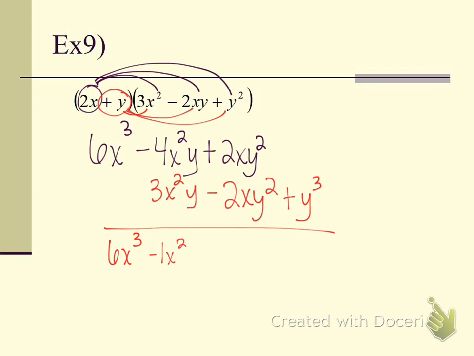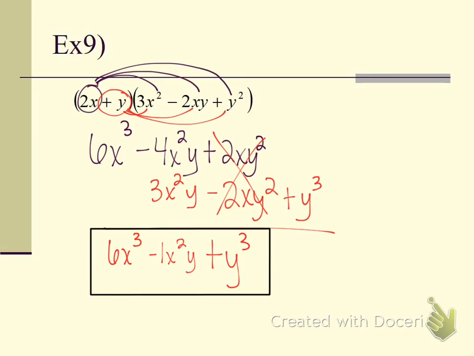Okay, negative 1x squared y. What happens to the xy squareds? They cancel out. Plus 2 minus 2 cancels out. And we would still have a plus y cubed. All of our like terms are combined. We don't really talk about or worry about a standard form when it comes to more than one variable.